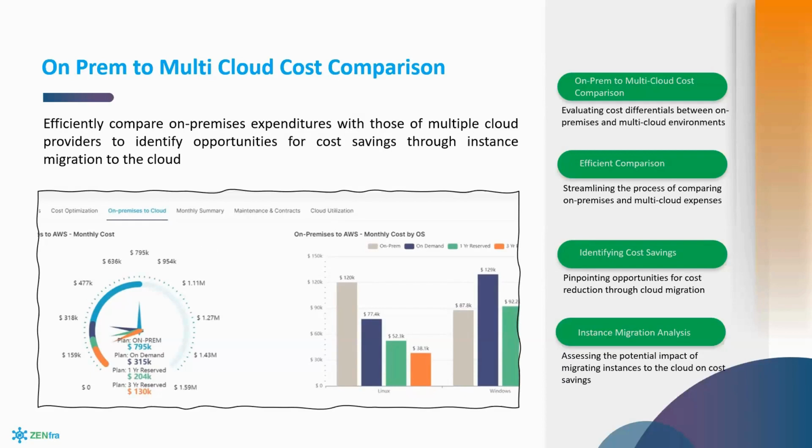On-prem to multi-cloud cost comparison. We give you the ability to look at an operating system level what your spend would look like from on-premise infrastructure going to cloud infrastructure and what the delta of those costs would be, with different types of contracts. And that's completely customizable, where you can say, okay, I want to look at AWS with a 1-year reserve or a 3-year reserve versus Azure or GCP with the same. And you can combine those into one chart so you can see where a cloud comparison would be more beneficial to you from a financial standpoint.